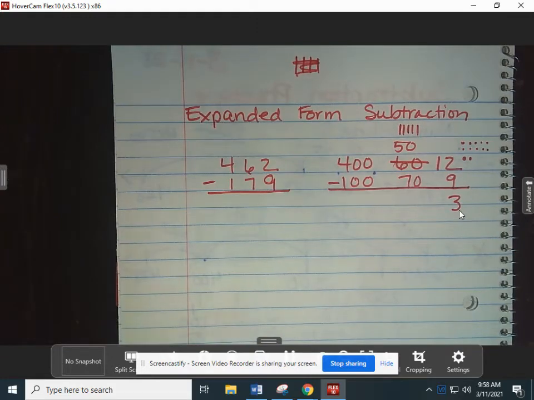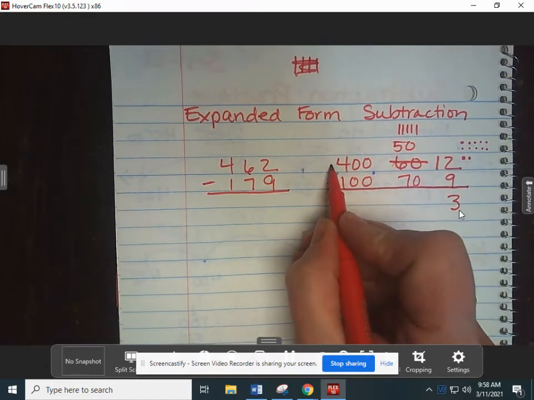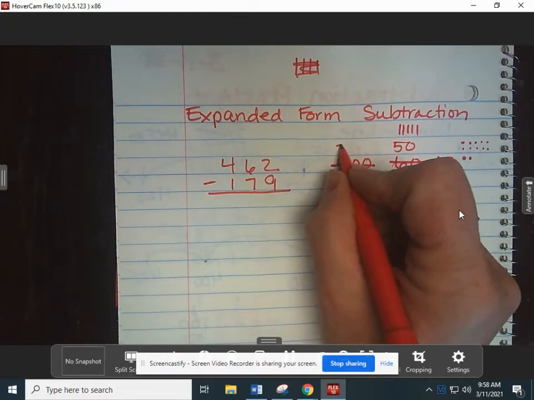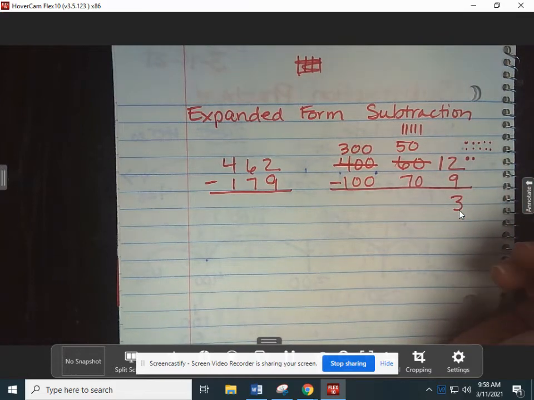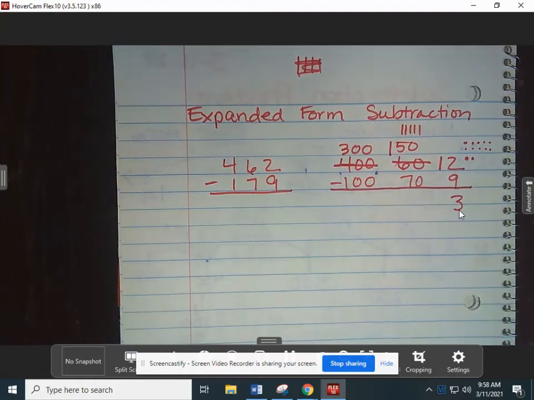So I have to grab a 100. Here's my 100s column. I'm grabbing a 100. So if I'm taking 100 away from 400, what's left? 300. I have to add that 100 someplace else. So I'm putting it right there. I now have 150 minus 70.